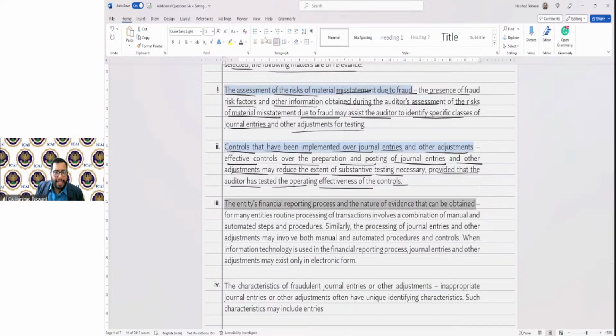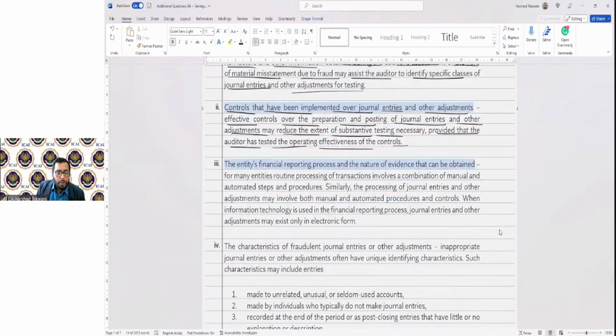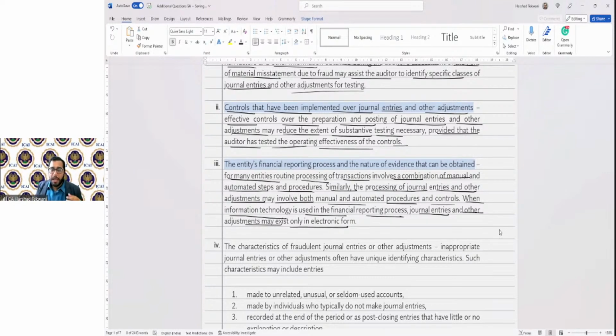Third, the entity's financial reporting process and the nature of evidence that can be obtained from it. For many entities, routine processing of transactions involves a combination of manual and automated steps and procedures. Similarly, the processing of journal entries and other adjustments may involve both manual and automated procedures and controls. When information technology is used in the financial reporting process, journal entries and other adjustments may exist only in electronic form. So you need to consider which steps are automated and which are manual with respect to the financial reporting process, and accordingly you can decide whether you need to scope in or select such kinds of journal entries.